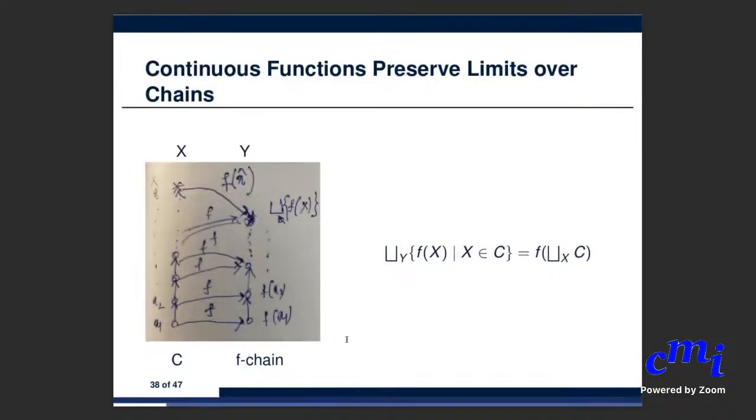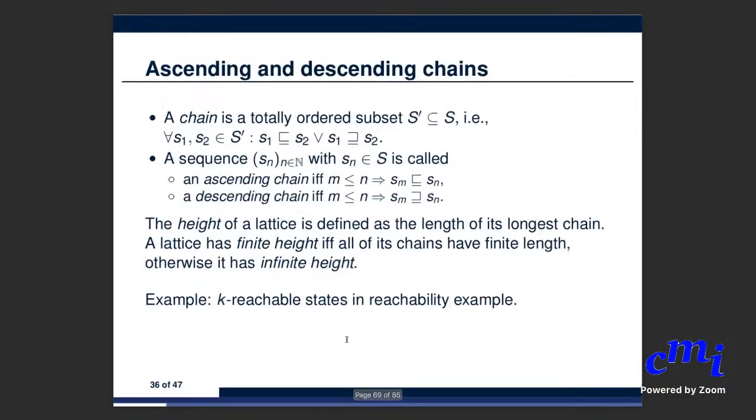Before that, let me just clarify. A chain is a totally ordered subset in the lattice. That is, for every S1, S2 belonging to a chain, either S1 is less than or equal to S2, or S1 is greater than or equal to S2. Then you have the concept of an ascending chain, where every element is related by less than or equal to as the index increases, and the descending chain. The height of the lattice is the longest chain, etc.